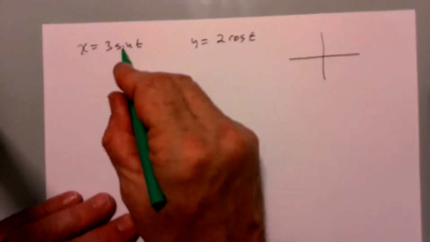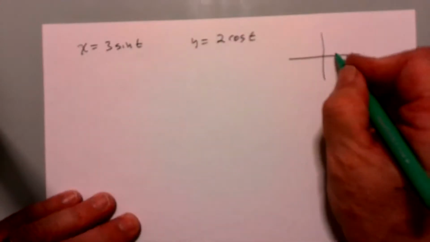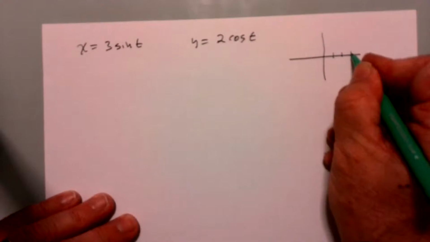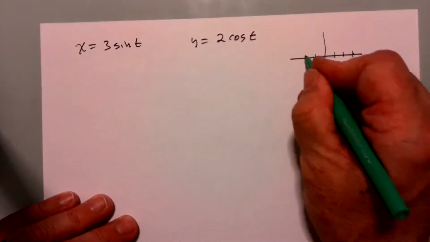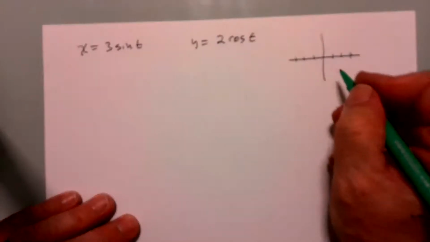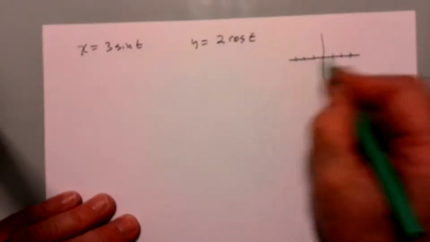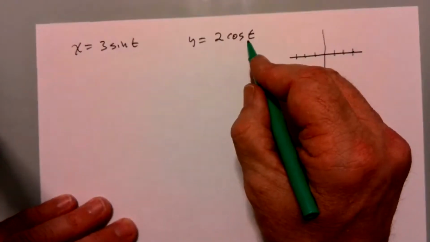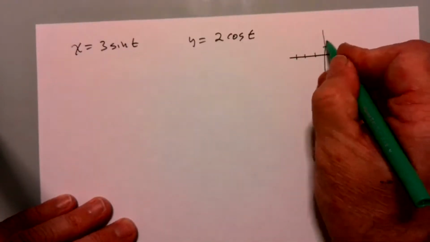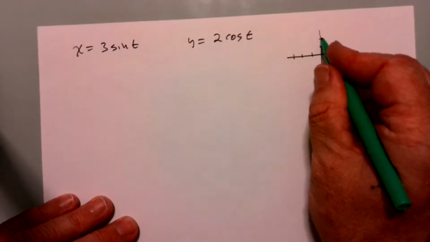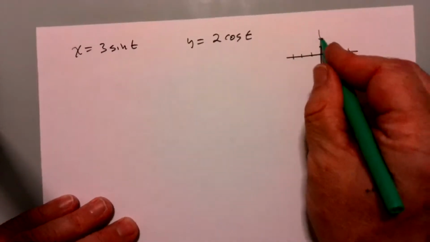But I want you to recognize sine can be 1 or -1. So the x values can go out to 3. 3 times +1. Sine is 1 when t is pi over 2. To -1, sine is -1 at -pi over 2 or 3 pi over 2. So the x values go out to 3 or -3. Cosine, right, can be as much as 1 or -1. So cosine goes up to 2. Cosine is 1 at 0. So when y is 0, we're up here.